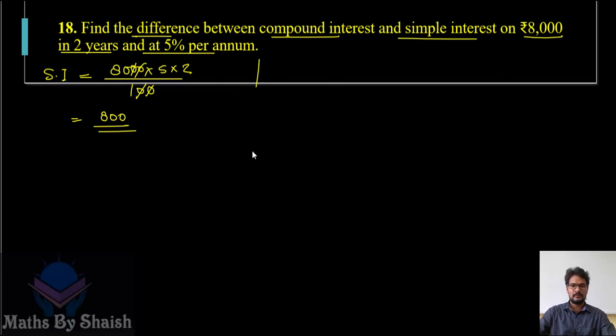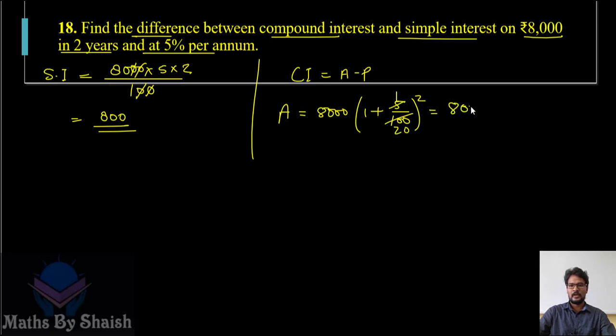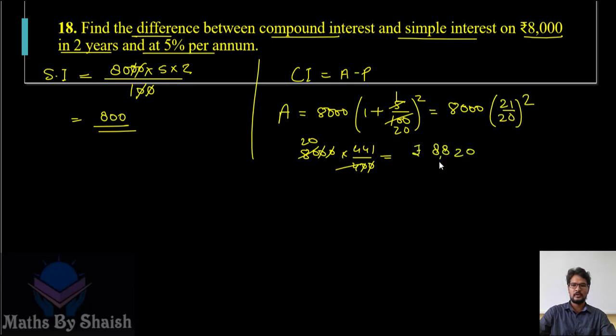And now compound interest, this CI we will calculate by A minus P. So we require A, and A is P times, that is 8,000 times 1 plus R, R is 5 over 100, to the power n. N is time, time is 2. So 5 1s are 5, 5 2s are 10. So it becomes 8,000 into 21 over 20 to the power 2. That is 8,000 into 441 over 400. The 0s cancel, and then 4 2s are 8. So altogether we got 8,820 rupees amount.